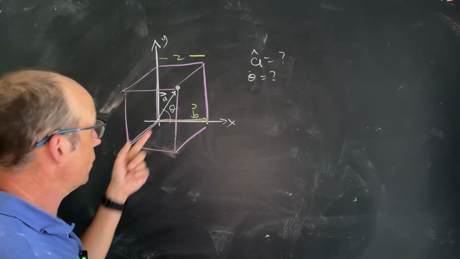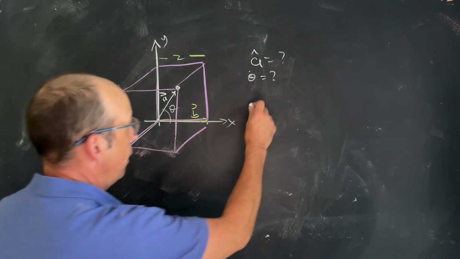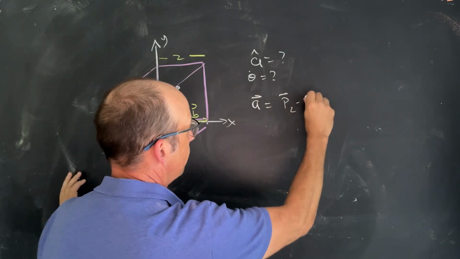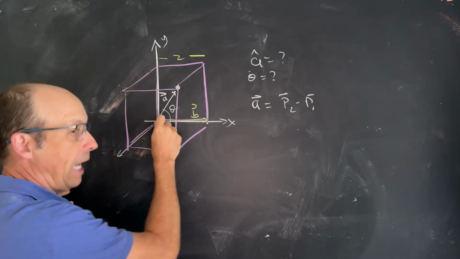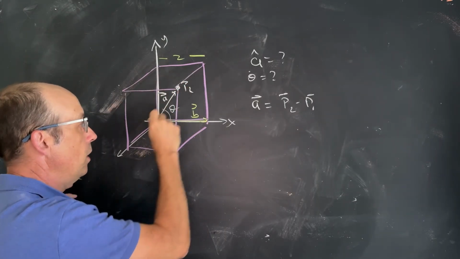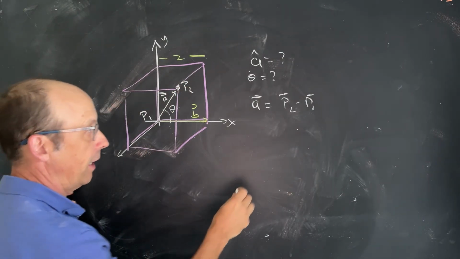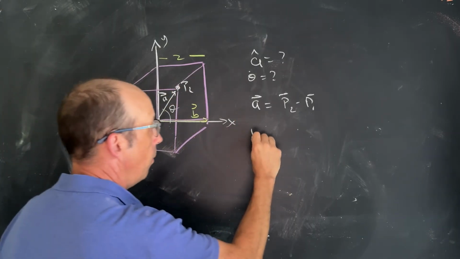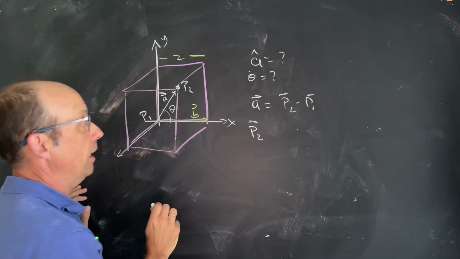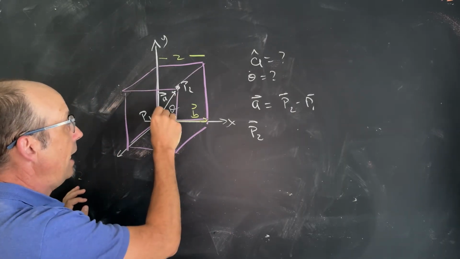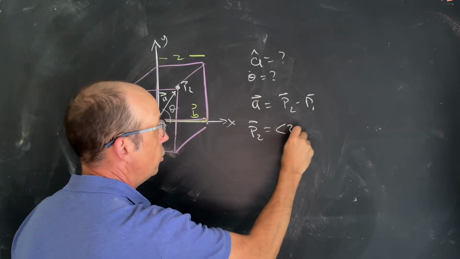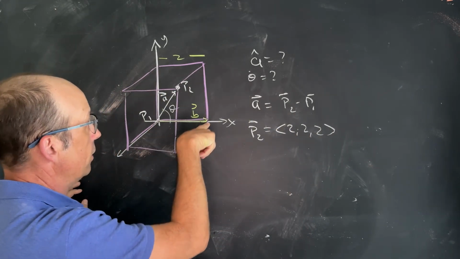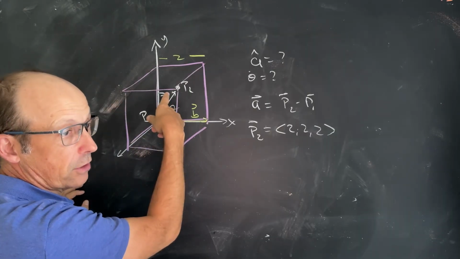Well, the first thing we want to do is find the vector A. The vector A is going to be P2 minus P1. If I have this point, which we call P2, and that P1, I can find the vector A by just finding that. So what's the vector location of P2? Well, P2 is the opposite corner, so it has a coordinate of 2, 2, 2. If every length is 2, it goes 2 in the x direction, 2 in the y direction, 2 in the z direction.